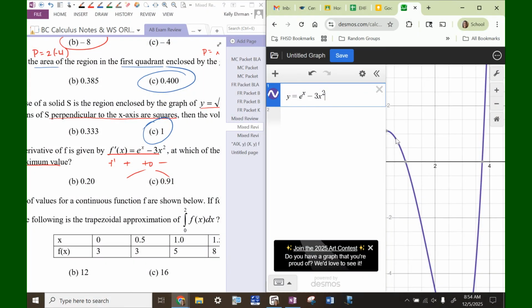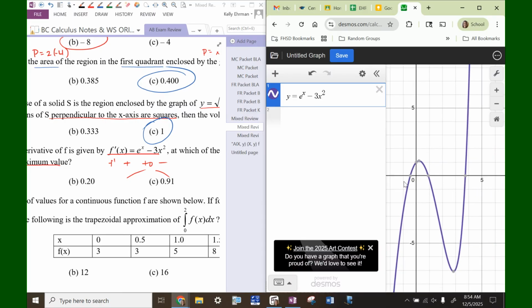Where does f prime change from positive to negative? Right there. And nowhere else. Negative to positive, negative to positive. So it's only right there. 0.91. That is option C.